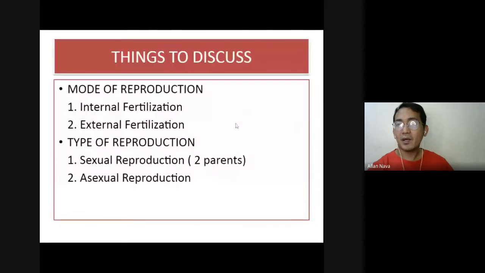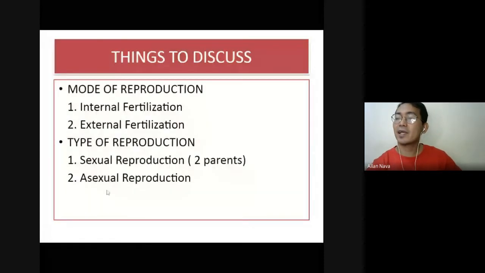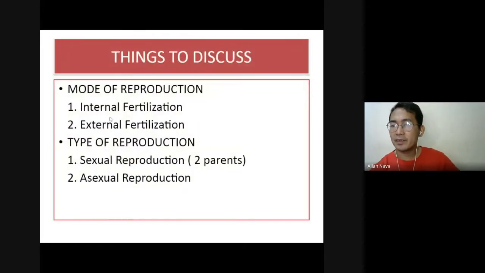All right. Now, these are the things to be discussed in this lesson. You need to compare the two of each. For mode of reproduction, you're going to compare internal fertilization versus external fertilization. For the type of reproduction, you're going to compare sexual reproduction and asexual reproduction. To give you a cue on the differences between these, let's first have internal versus external fertilization.